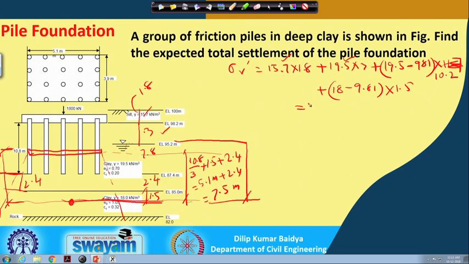So, let me find that out. 18.0 minus 9.81 multiplied by 1.5 plus 19.5 minus 9.81 multiplied by 10.2 plus 19.5 multiplied by 3 plus 15.7 multiplied by 1.8 that gives you 197.88.